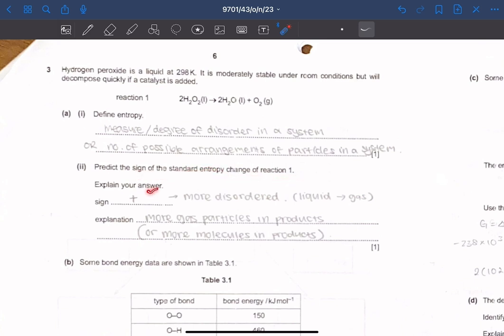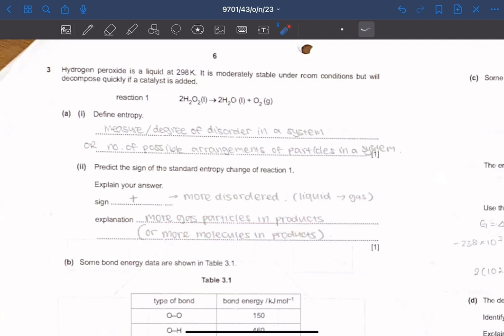The liquid H2O2 forms a gas, and just now I said gas has more particles with more disorderedness and more different possible arrangements of particles in a system compared to a liquid, and so the sign is positive entropy. The explanation is that there are more gas particles in the products than in the reactants, or more molecules in the products.